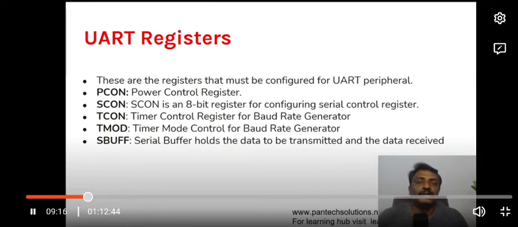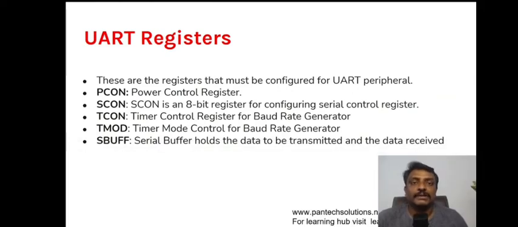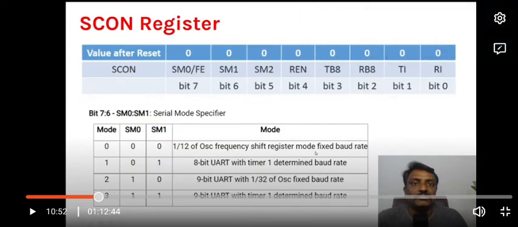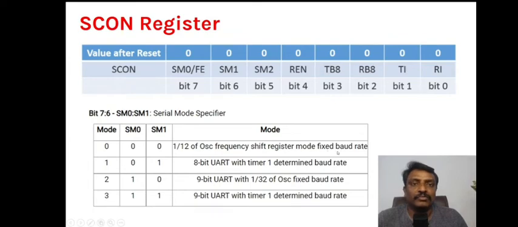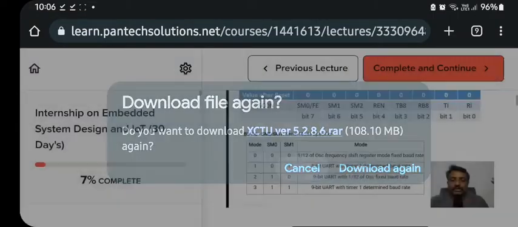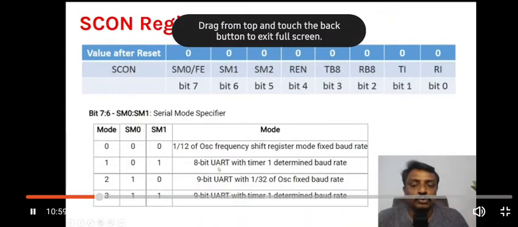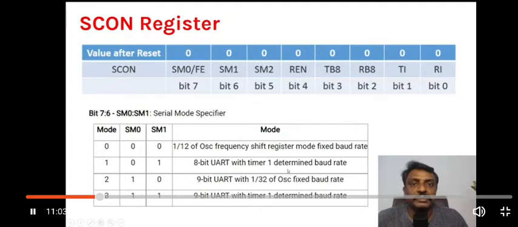So if you want to transmit UART in 8051, certain registers have to be configured. You have to configure the power control register and the SCON register. For fixed baud rate, shift register mode. Mode 1 is 8-bit UART. So we are going to use 8-bit UART with timer 1 to determine the baud rate.